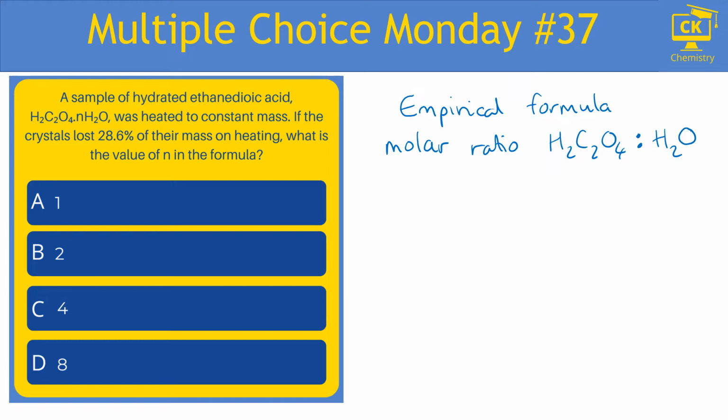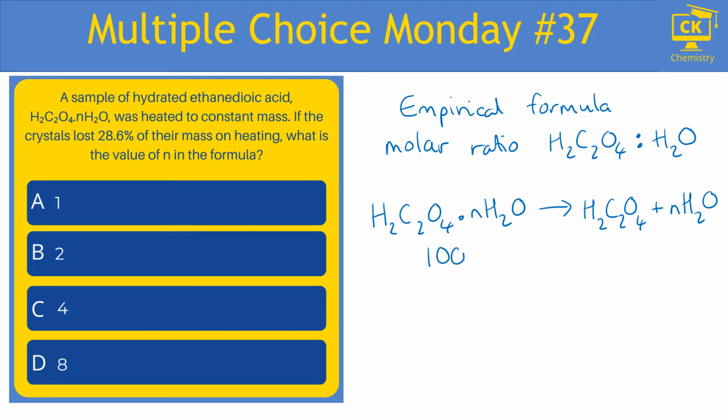So it doesn't matter whether we're given percentages or actual masses. We can just use it because it's a ratio. We can really use any numbers we like. So when we heat this hydrated compound, what will happen is it will break down and the water will be removed, and so I will get N moles of H2O for every 1 mole of my H2C2O4. So since we've been given percentages, let's imagine that we started with 100 grams of my hydrated salt.